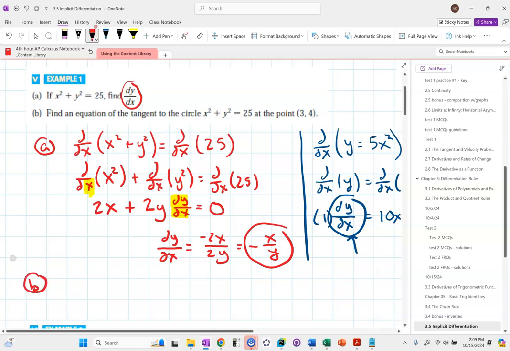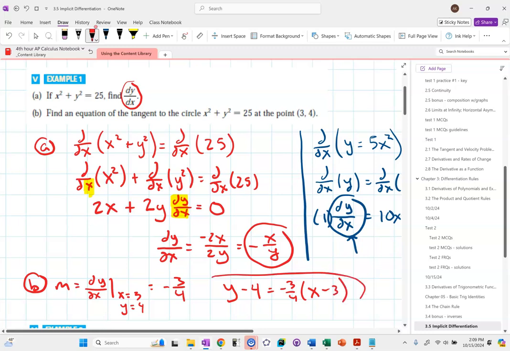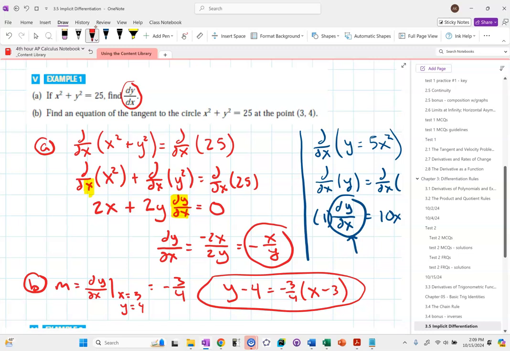So it says, then find the equation of the tangent line at the point (3, -4). So I know m is just dy/dx evaluated when x is 3 and y is -4. So that's going to be -3/4. So I have y minus y1 equals m times x minus x1. And again, if you wanted to clean that up to put it into slope-intercept form, you're welcome to, but that is good enough for me.